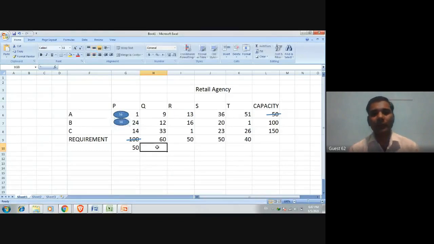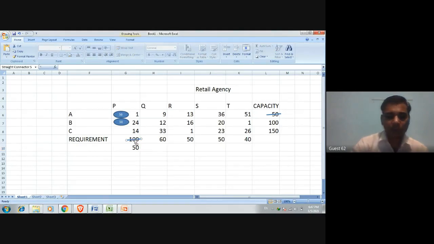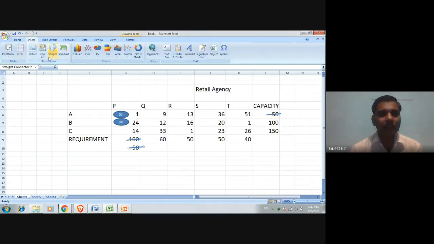Okay. Now, the requirement of retail agency P has been fulfilled now. So we will cross it here. You can also draw a horizontal or vertical line as your supply or requirement is finished. आप जो है इसको ऐसे सीधा सीधा एक हॉरिजॉन्टल लाइन या वर्टिकल लाइन के जरिए भी इसको क्रॉस कर सकते हैं, जैसा कि मैं यहाँ पर अभी कर रहा हूँ.